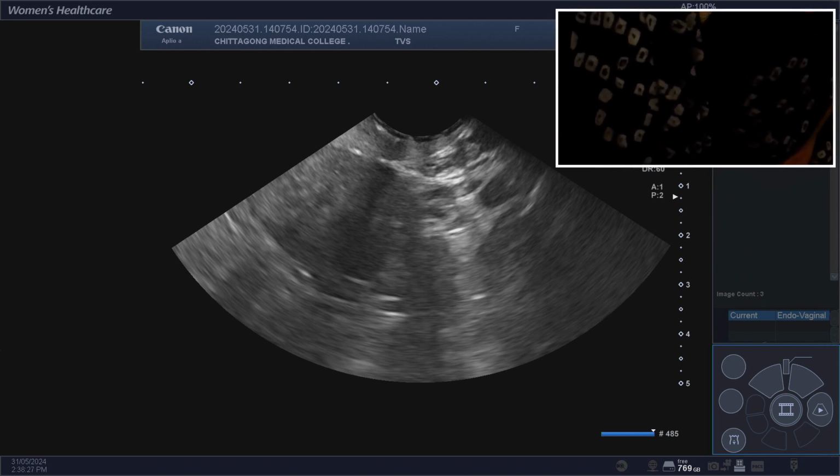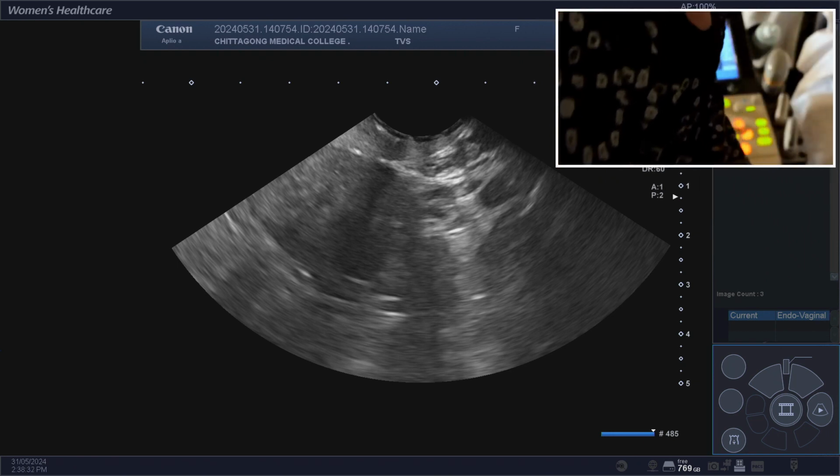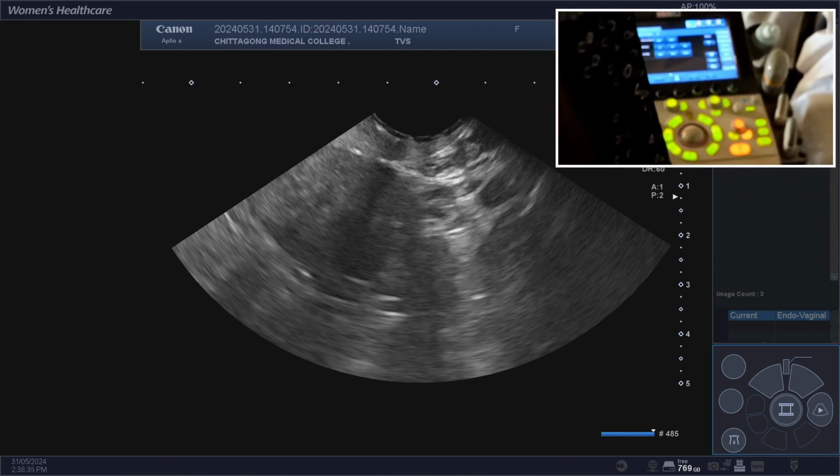Rokeya madam is doing sonography for us. It's very promising.